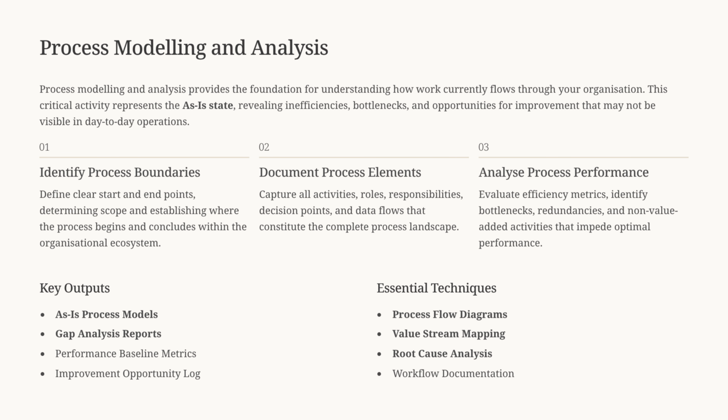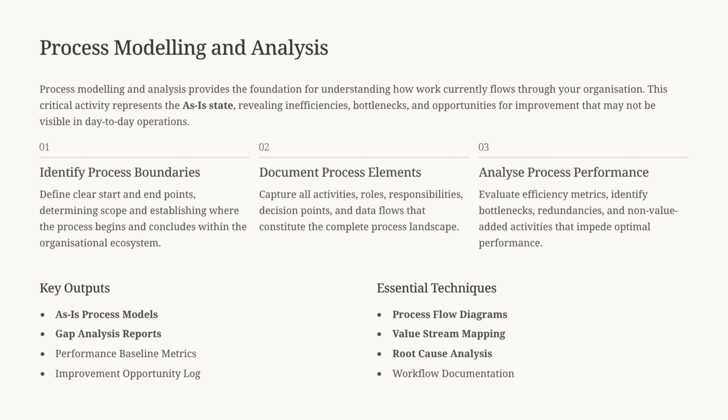Before you can improve a process, you need to understand it inside out, and that's where process modeling and analysis comes in. Think of it like a doctor diagnosing a patient before treatment. You're trying to uncover what's really happening beneath the surface. Start by clearly defining your process boundaries. Where does the process begin? Where does it end? What are its inputs and outputs? For example, in an order fulfilment process, does it start when the customer places an order or when the payment is confirmed? Those boundaries define your scope.